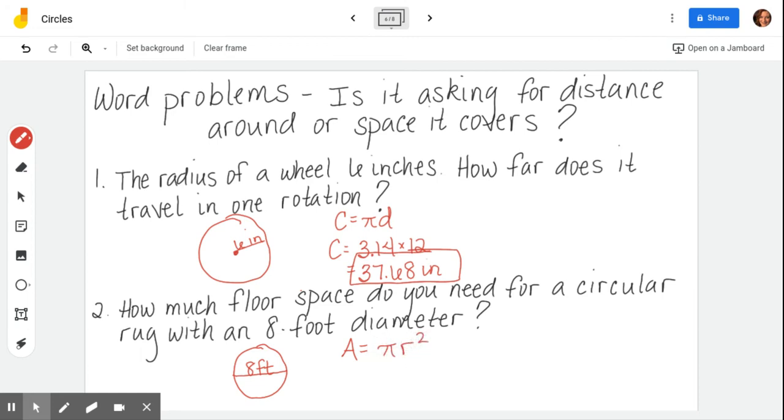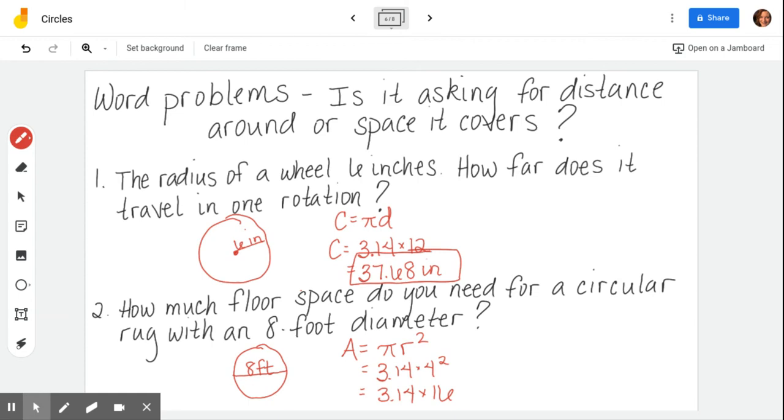Well, that 8 is the diameter, so halfway across would be 4. So what I'm really wanting to do is 3.14 times 4 squared. Order of operations, I should have mentioned this before, but you have to do the exponent before you do any other multiplication. So this is really 3.14 times 16. Remember, 4 squared, not 4 times 2.